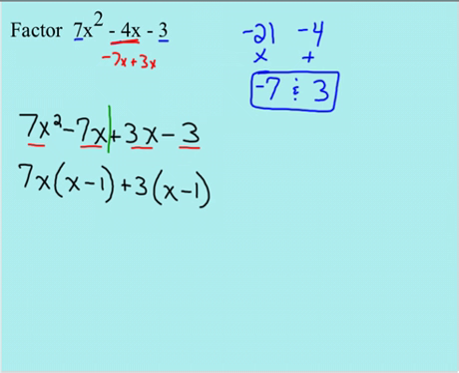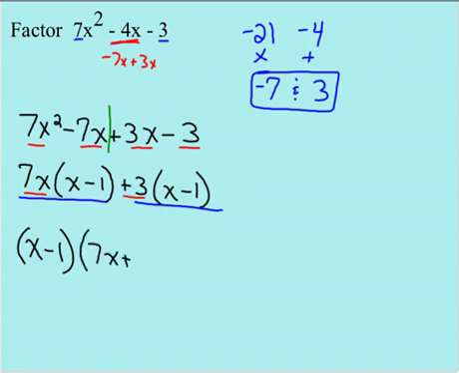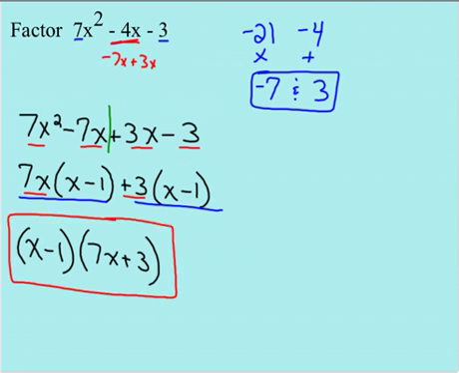Last step. What's the same in this term as in that term? And I look at them and I see an x minus 1 in both. So I divide out the x minus 1. When I divide it out, what's left over? Well, there's still this 7x and this positive 3, and so it's 7x plus 3. And that is your final factored form.